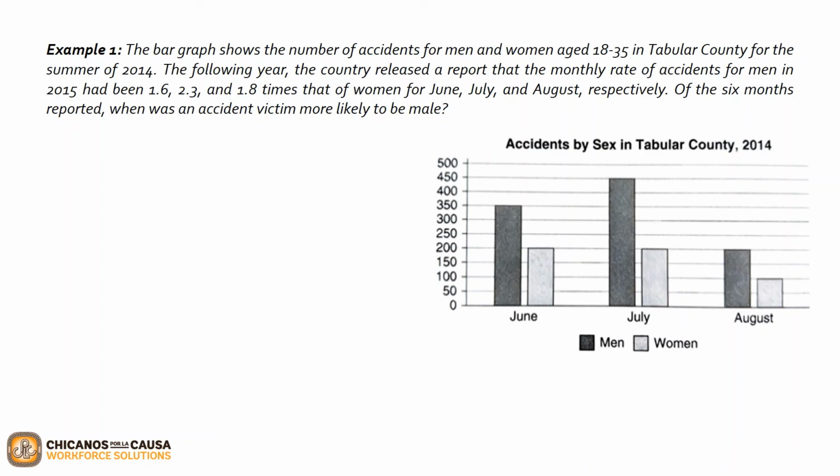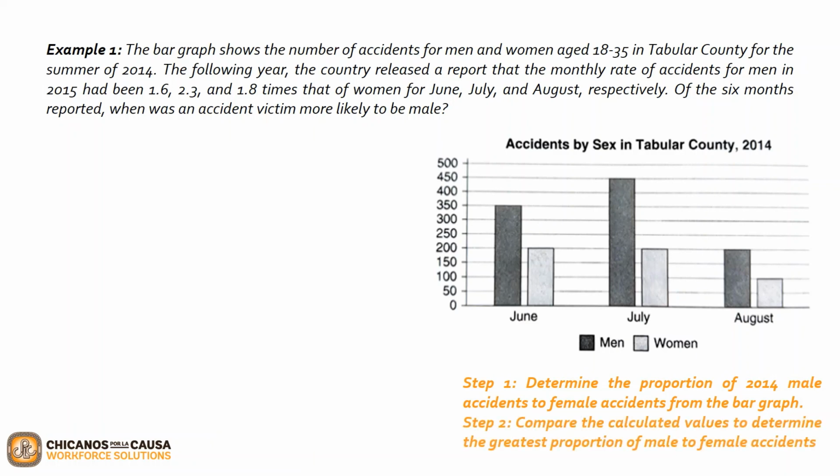So let's solve this by doing our go-to steps for each problem. Step 1. Determine the proportion of 2014 male accidents to female accidents from the bar graph. So that means that we're going to look at each month individually. Step 2. We're going to compare the calculated values to determine the greatest proportion of male to female accidents. So let's go ahead and start with June. So we're going to break down each month into a ratio with men over women.